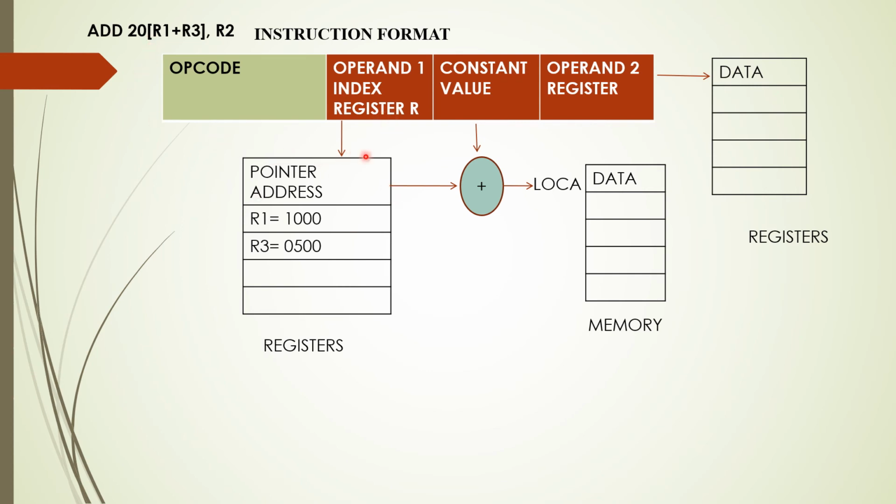You can say here the index register R1 is 1000, considering the R3 value as 0500, and the constant value is added. Whatever the result, that is the effective address of the memory location where our first operand data is present. That will be added to the second data which is stored in register R2, and the result is stored back onto R2.